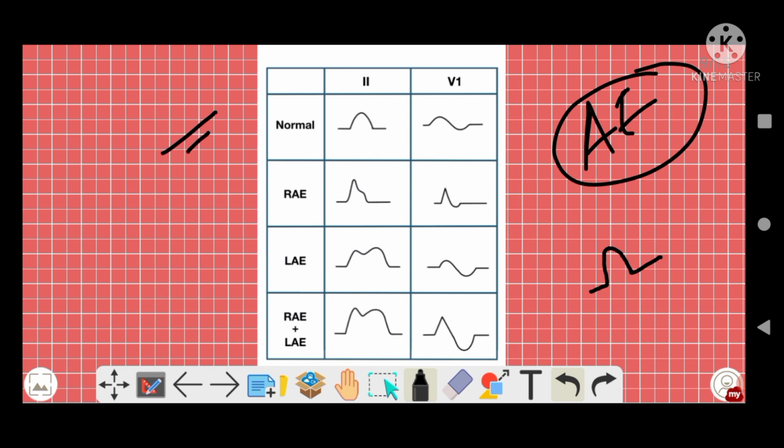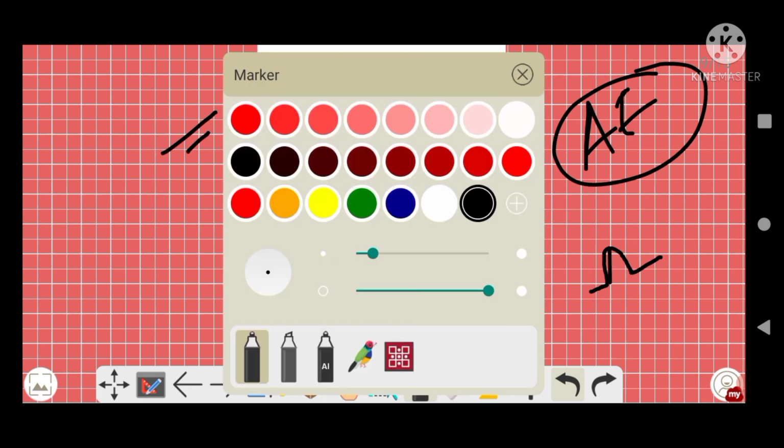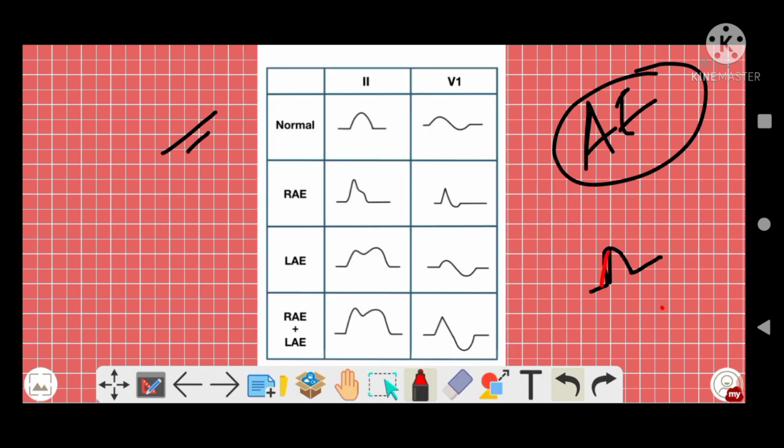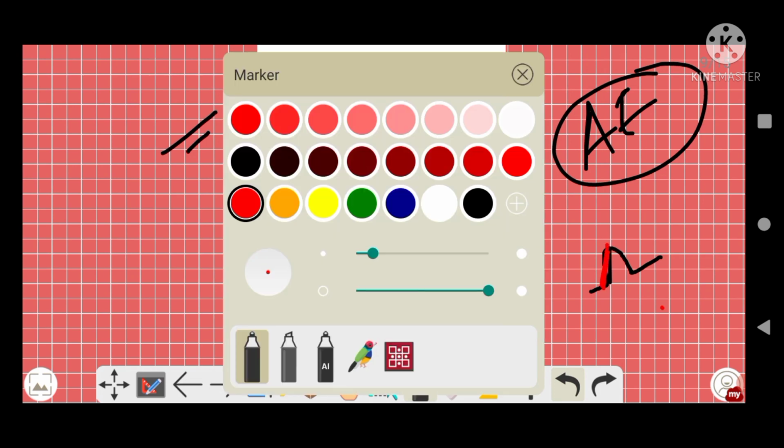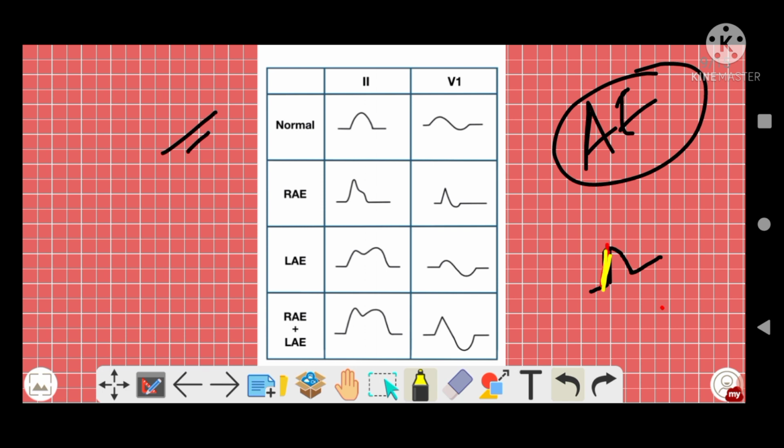But if we divide it like this, let me take a different color, this portion and this portion of the P wave. So we're dividing the P wave into two portions. This portion is usually for the right atrium and this portion is usually for the left atrium. Are you getting the point? The P wave is mainly for atrial depolarization.